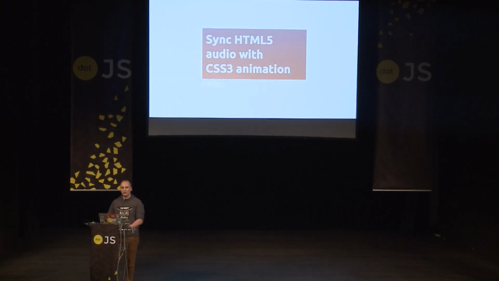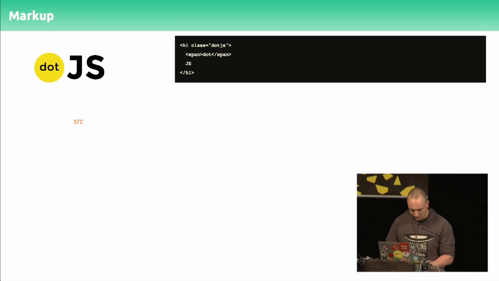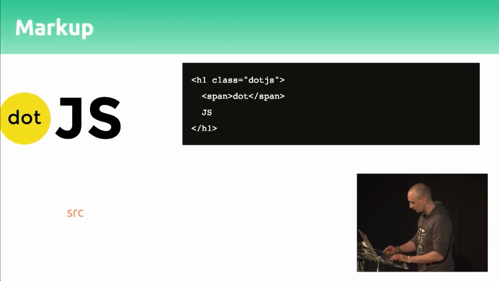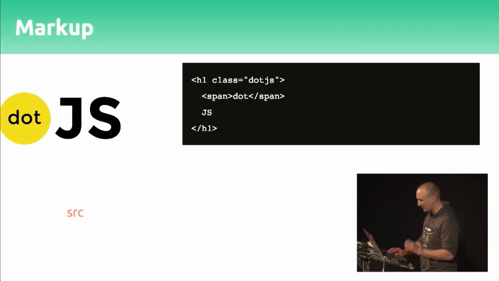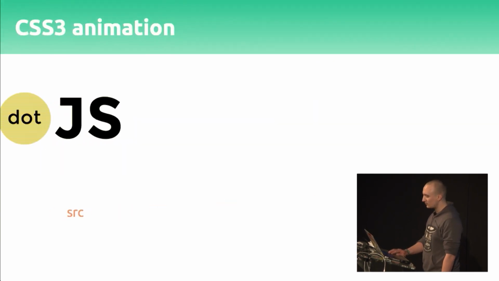I'm going to show you how to sync HTML5 audio with CSS3 animation. Therefore, I recreated the dotJS logo in HTML and CSS. And you can see a simple markup here, which is really small. Just a simple heading element and a span element. I'm going to animate the span.